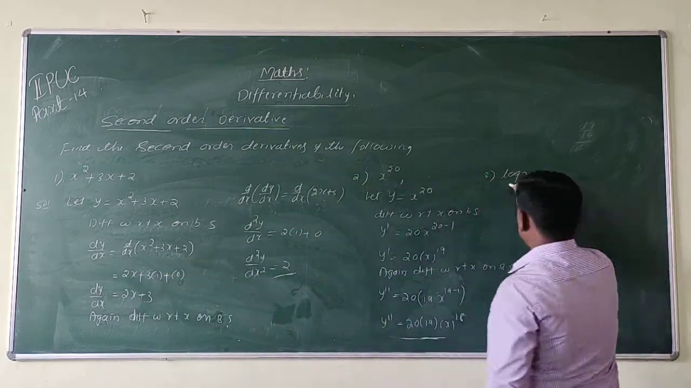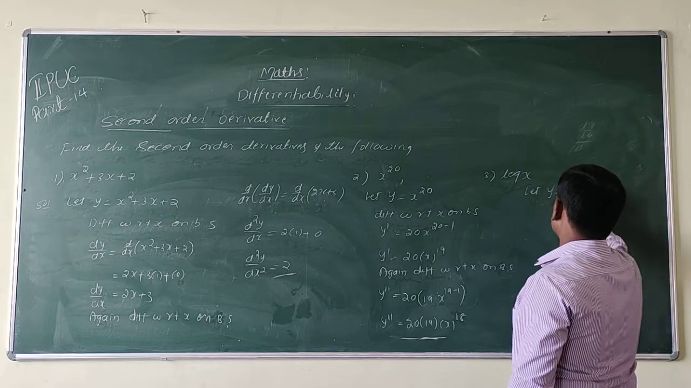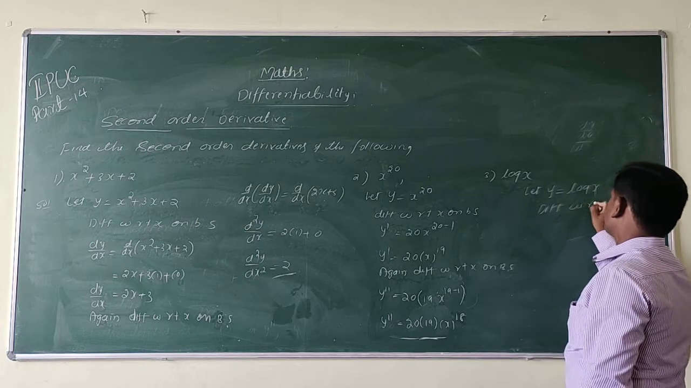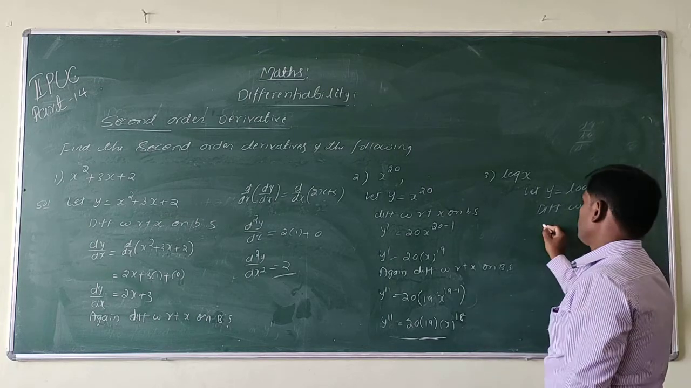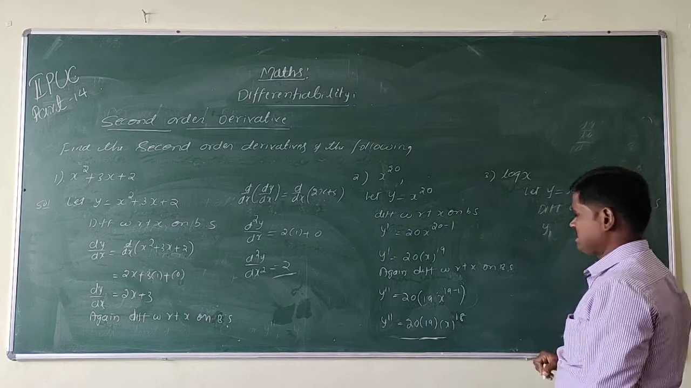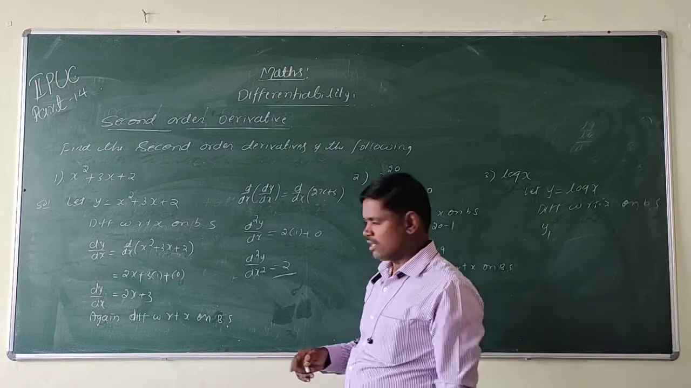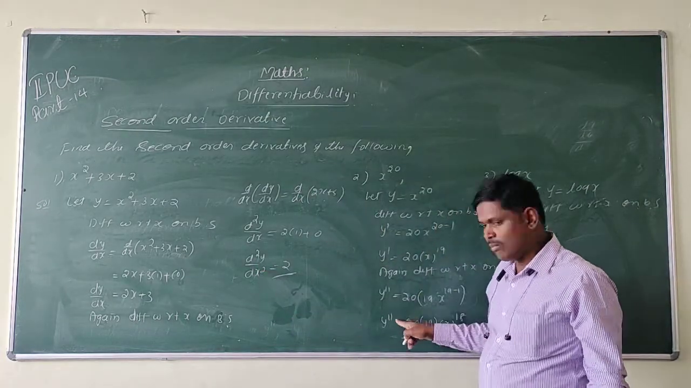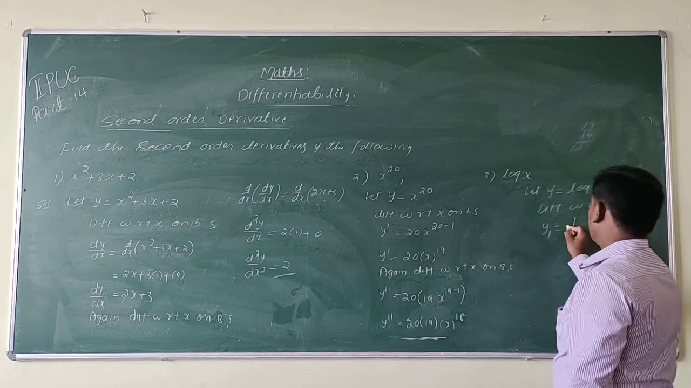Okay. So similarly, third one, let y is equal to log x. Differentiate with respect to x on both sides. Then we get y1. So this is another way of representation of second order derivative. Second order derivative can be represented by d square y by dx square. Similarly, y double dash, similarly y1.